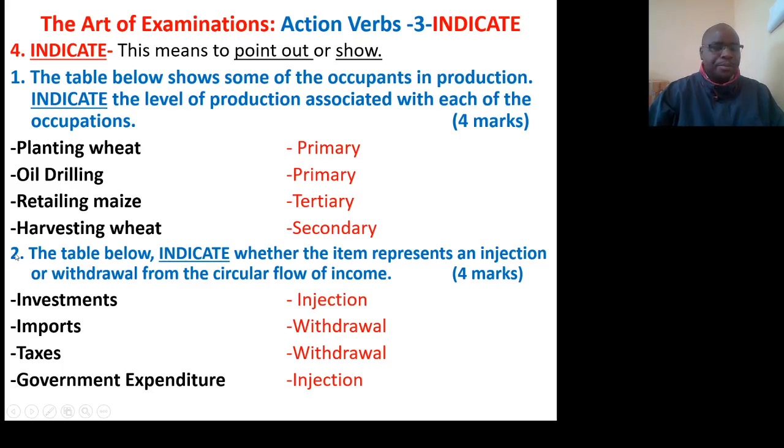Question number 2. The table below indicates items; indicate whether the item represents an injection or withdrawal from the circular flow of income. Investments is an injection, imports is withdrawal, taxes are withdrawal, government expenditure is injection.